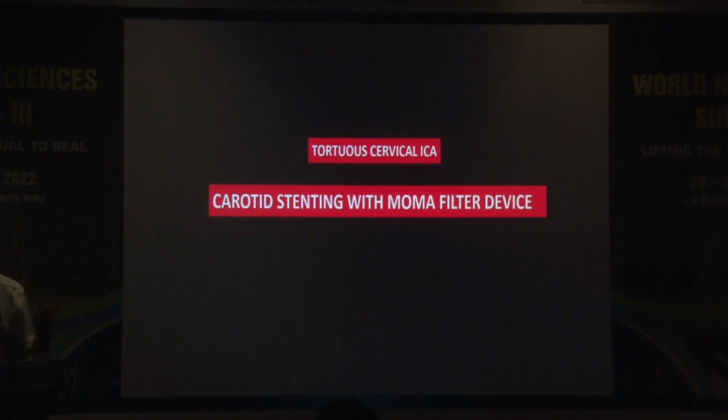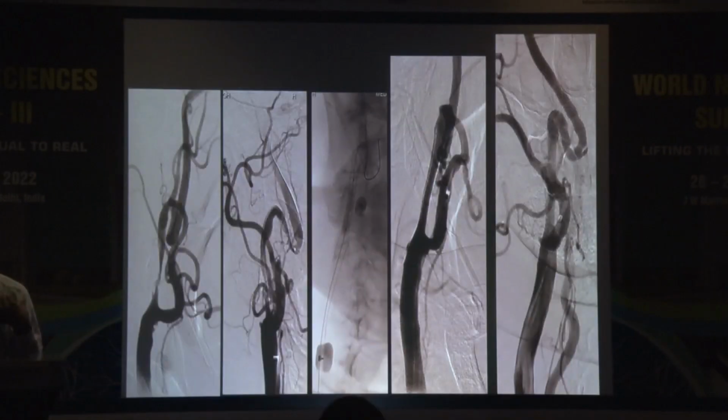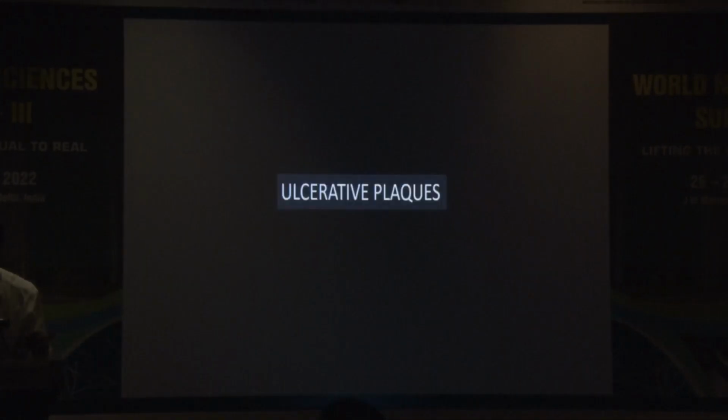We have one case of the MoMA filter, which is a proximal protection device. I've done it once. It's too cumbersome for me, and I've stopped using it. But if you are competent enough, without crossing the stenosis, you place one balloon in the ECA, one balloon in the CCA, and you reverse the flow. So any debris which may fly off into the internal carotid will just come back into your suction pump. But it uses bigger systems, and generally nobody uses them anymore.